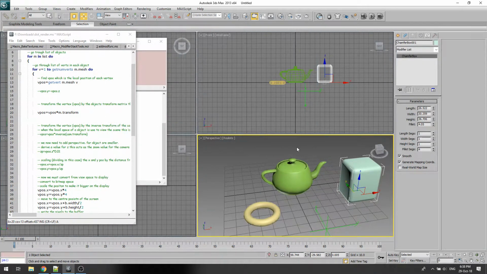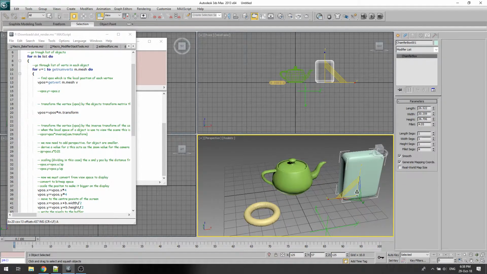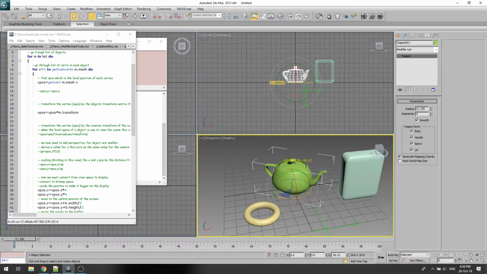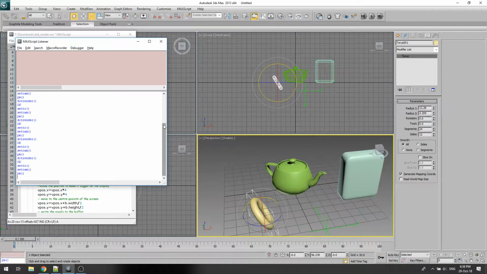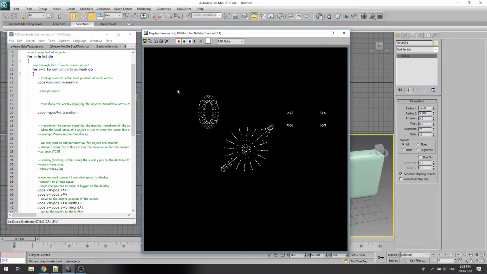Okay, that's good. Let's make sure that it works. Let's just give this a little bit of a scale, and let's rotate our teapot, and let's rotate the torus. I'll run it again, and now you can see there's our torus rotated, there's our chamfered box which has been scaled, and there's our teapot again which has been rotated.